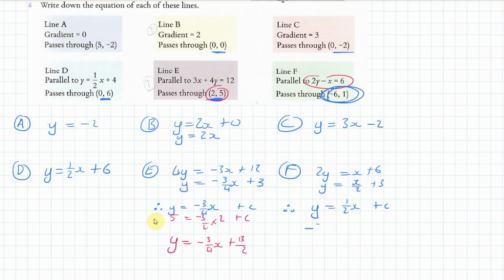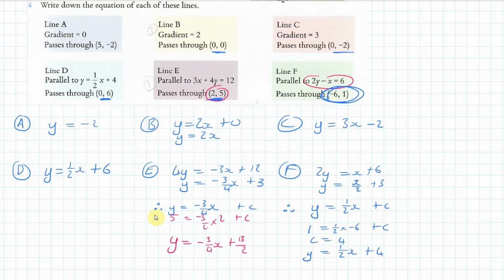So negative, 1 is my y value. 1 equals 1/2 times negative 6 plus c. So we get c is equal to 4 in that case. So our equation will be 1/2 x plus 4.